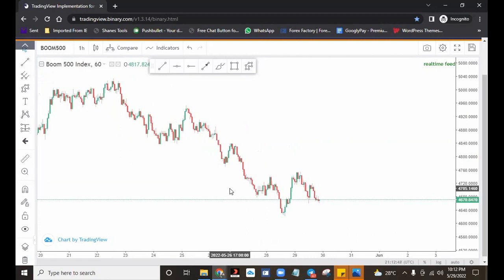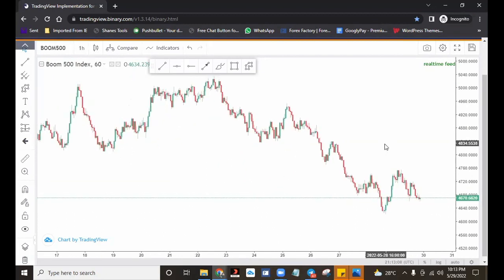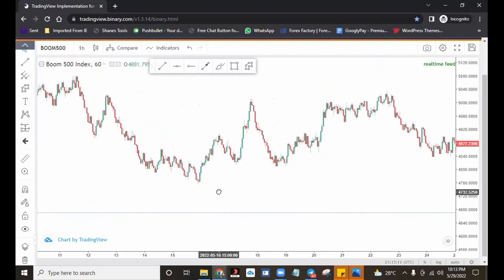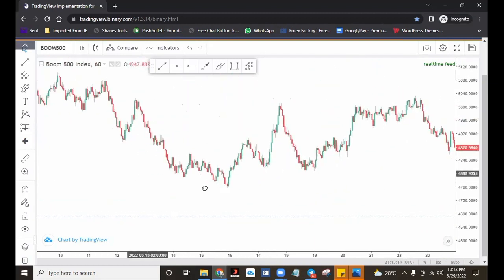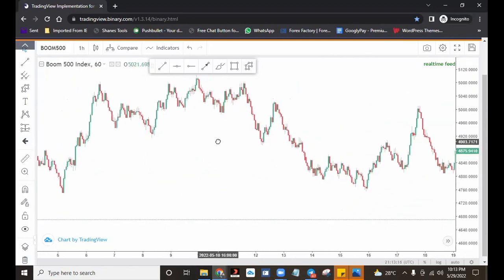Now, history has got it that in the forex market, whatever happened in the past, there's a tendency that it can likely happen again in the future. Now we're going to take a good look at things that happened in the past and see how they occurred again in the future. Now we're talking about chart patterns.